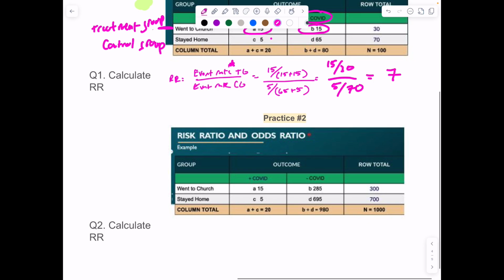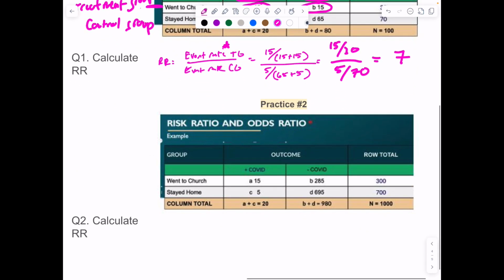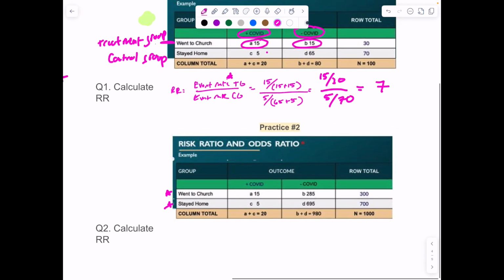All right, so then here we just have another example. Calculate the risk ratio, also called relative risk. So here's group 1, here's group 2. In the interest of time, I'll let you guys solve that on your own.